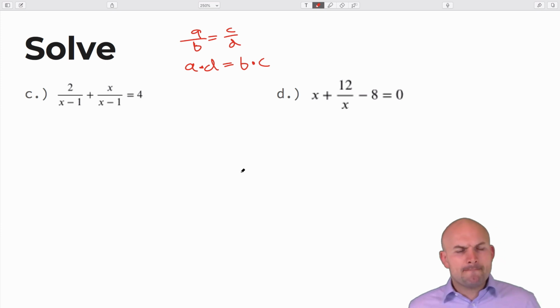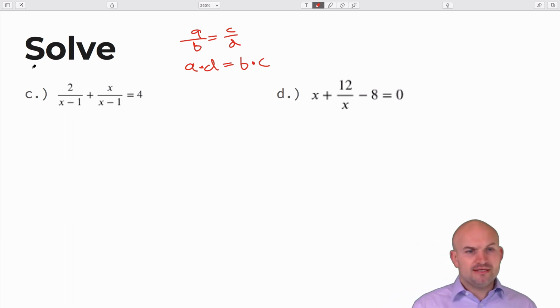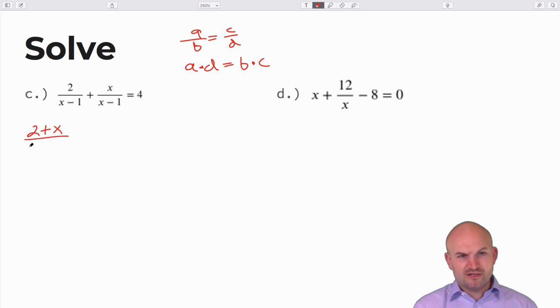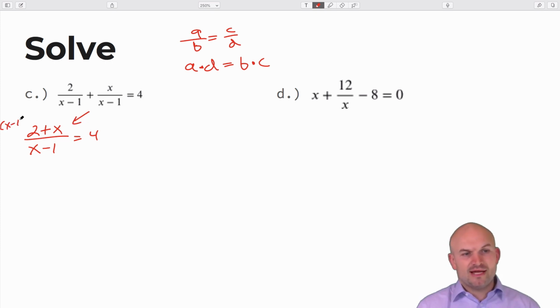All right. In the next example here, you could just multiply by the LCD, which would be my preferred method. However, we do recognize these both have the same denominator, right? So couldn't you just put them under x minus 1 equal to 4? Is there anything wrong with just combining numerators here? And then you just multiply by x minus 1 on both sides. Therefore, you'd have 2 plus x equals 4 times x minus 1.